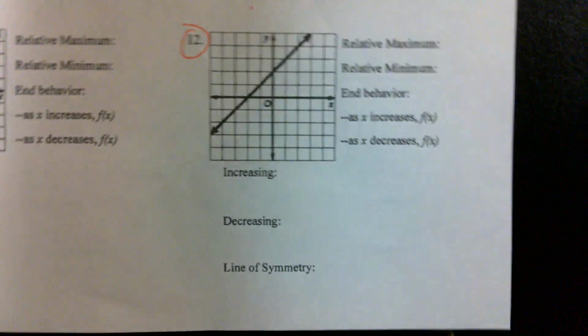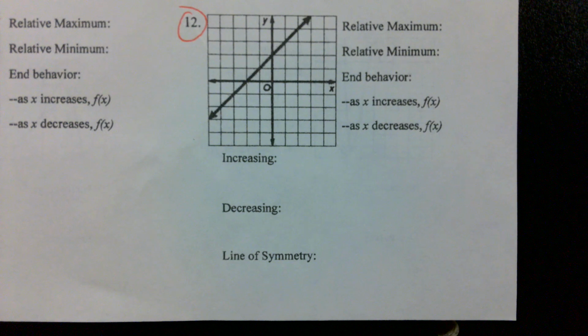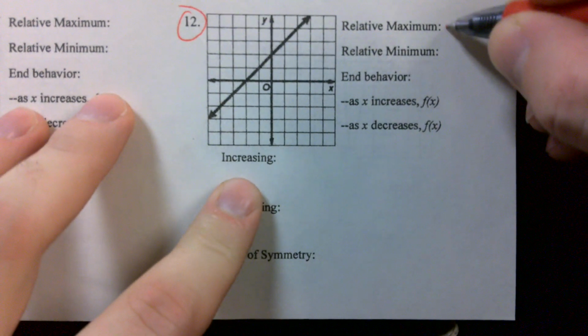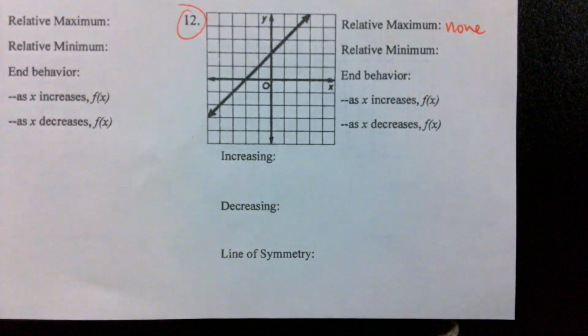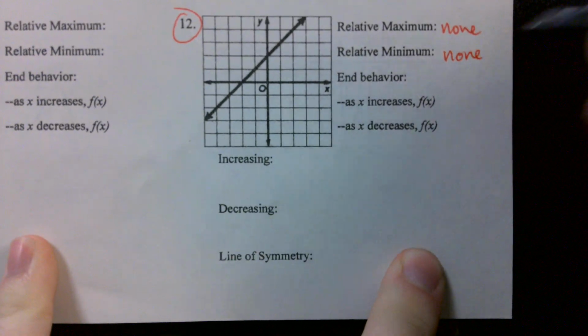Number 12 is an easy one, even though it might look odd. Do I have any relative maximum, any kind of high points? No. So I'm going to write none. Do I have any low points, any relative minimums? No. It's going on infinitely.